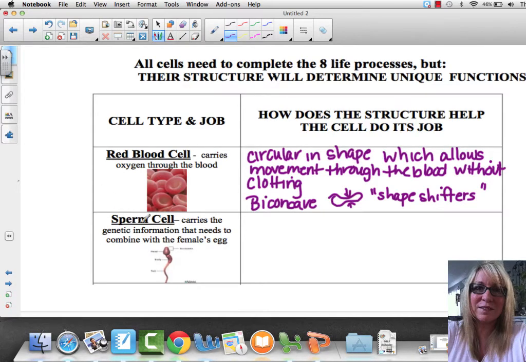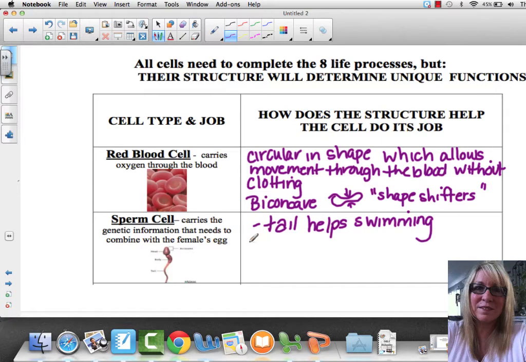And then we have a sperm cell. Sperm cell carries the genetic information that needs to combine with the female's egg. And here you can see the head of the sperm, and it's got a tail. Well, this structure helps it do its job because the tail helps swimming, because they have to swim all the way up into the fallopian tubes where the eggs are.